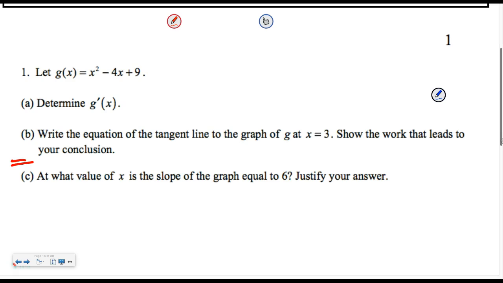I've got 2. Raise your hand when you're done or you're stuck. 3, 4.